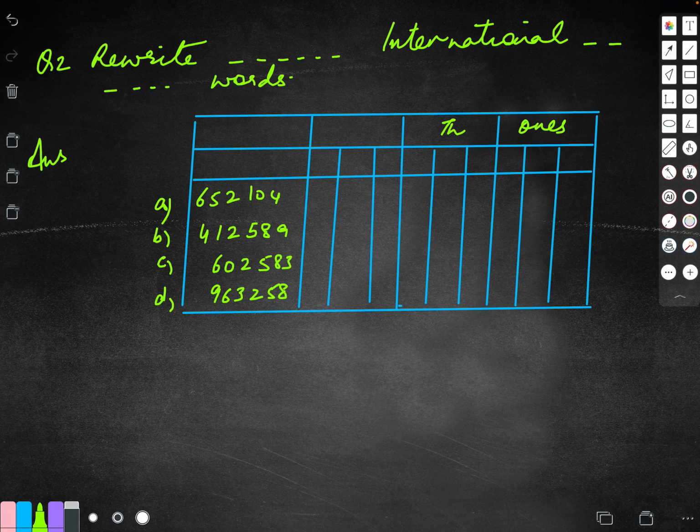We have ones, thousands, millions. Let me write the places. We have ones, tens, hundreds, thousands, 10,000s, 100,000s, millions, 10 millions, 100 millions. So we put commas also according to their place values. So it is only the 1,000 places given to me, 652,104. Then it is 412,589.